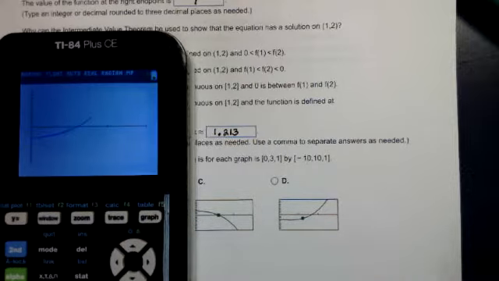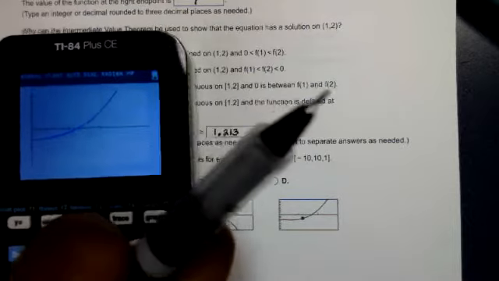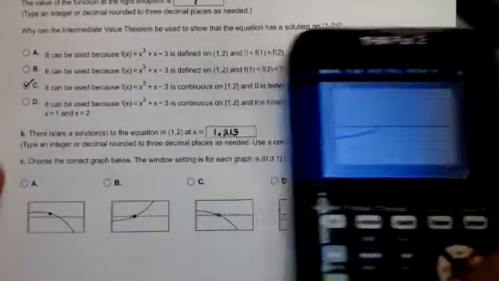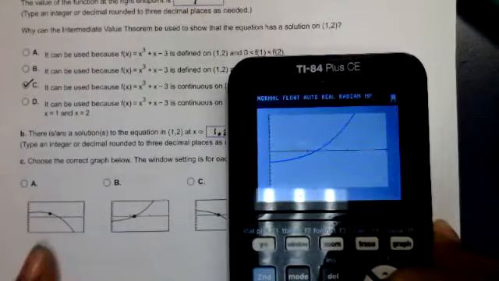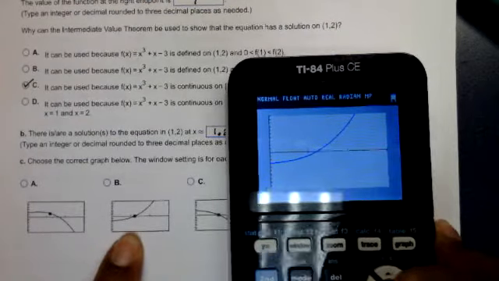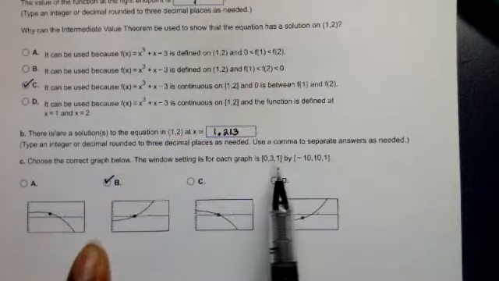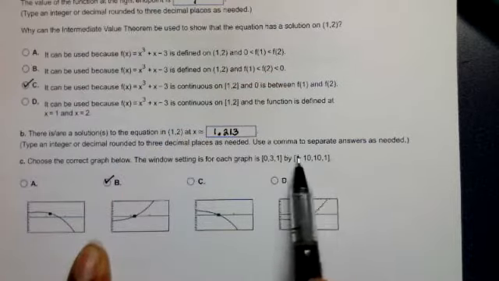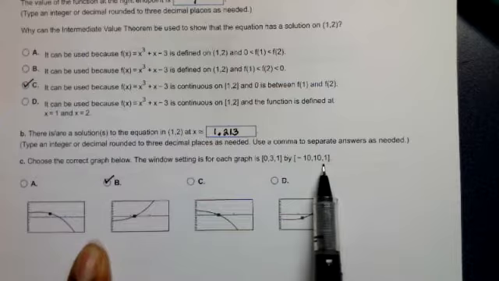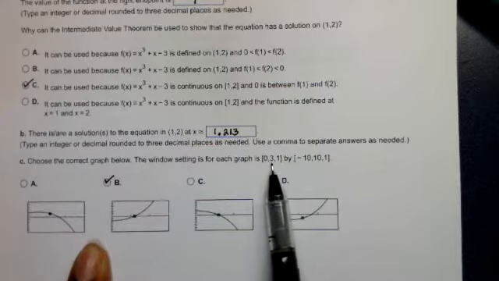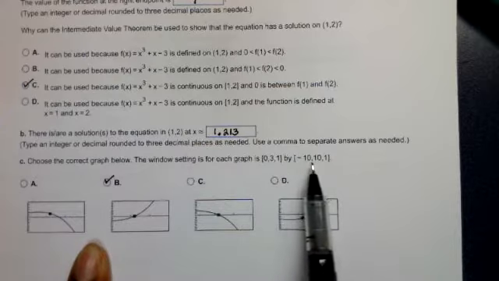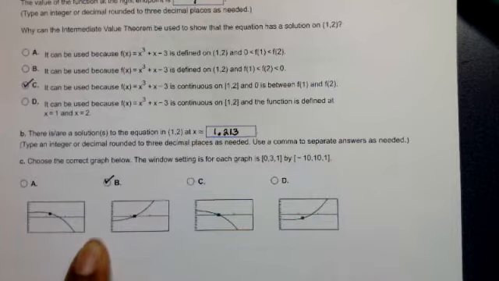So here's a better looking graph. You just choose the graph that best fits the one that you have on your screen, and it will have to be graph B. So you'll select answer B. And here they do give you the dimensions. This one is for the X, and this one is for the Y. X min, X max, X scale. Y min, Y max, Y scale.